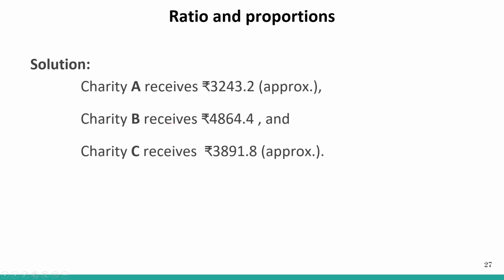So A receives a charity of 3243.2, and B receives a charity of 4864.4, and C receives a charity of 3891.8.